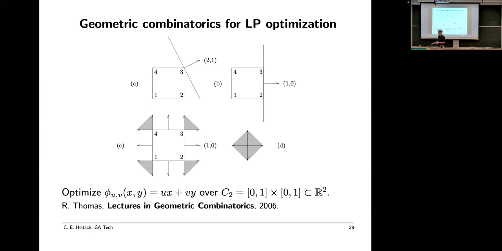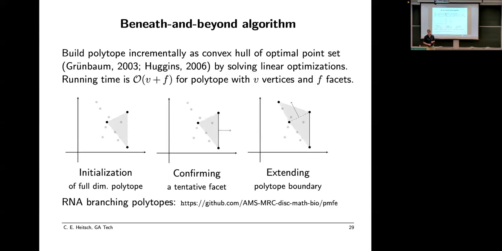The reason this is important is that we didn't currently know either, but computing the convex hull seemed much more tractable. There is an algorithm originally due to Grünbaum and then implemented by Peter Huggins in his PhD thesis that is optimal in the sense of the number of calls to your thermodynamic optimization, the number of calls to your oracle. You're making exactly the number needed to discover each vertex and each face of your polytope.